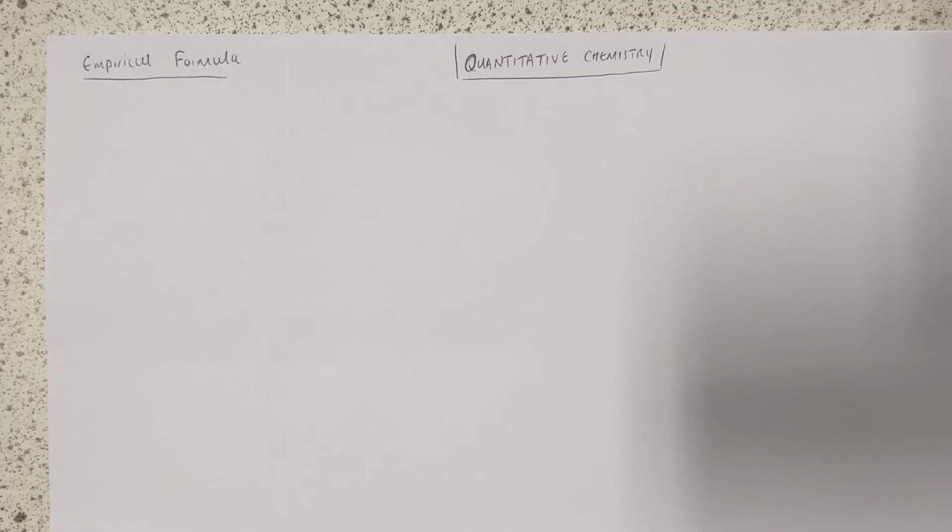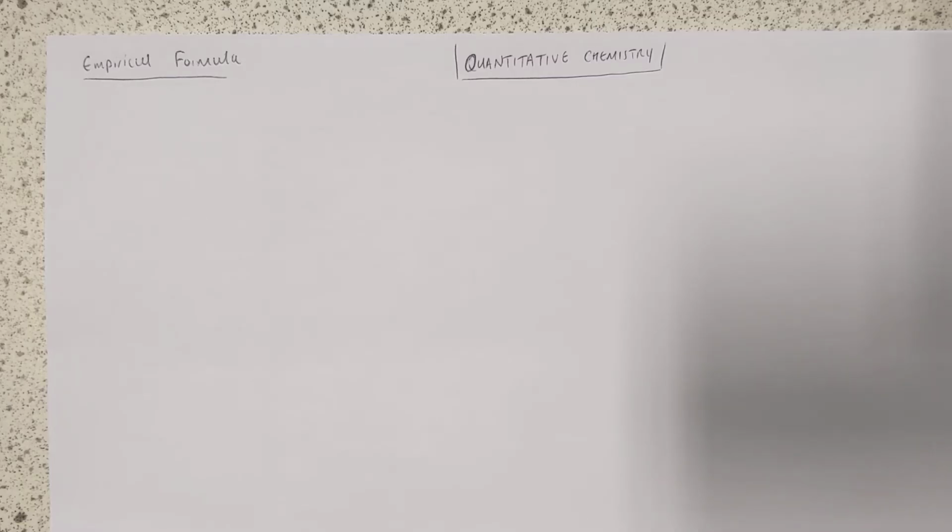Quantitative chemistry is a topic you covered back in year 11. It comes back in year 12 with a different set of calculations you need to be able to do. There are 4 main types of calculation you have to be able to get your head around in year 12 quantitative chemistry. The first section is on something called empirical formula.